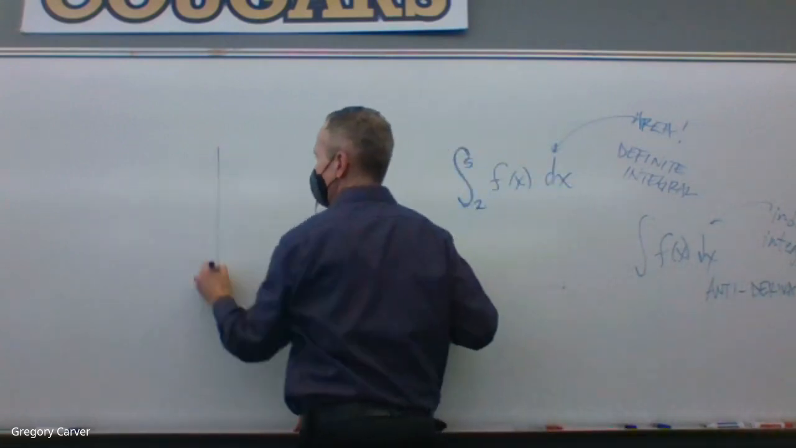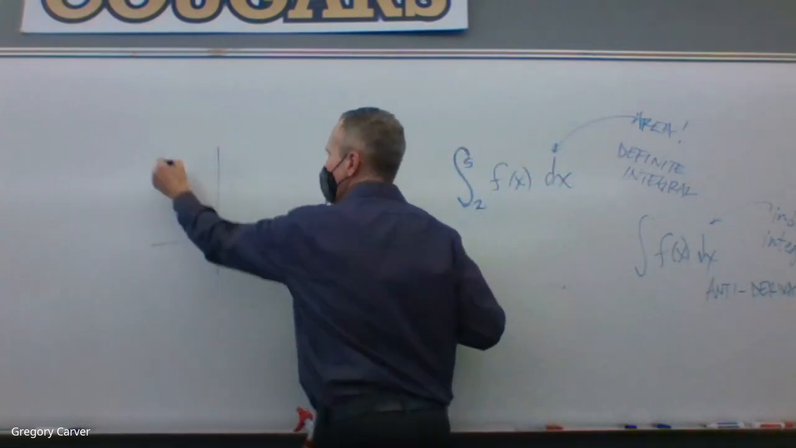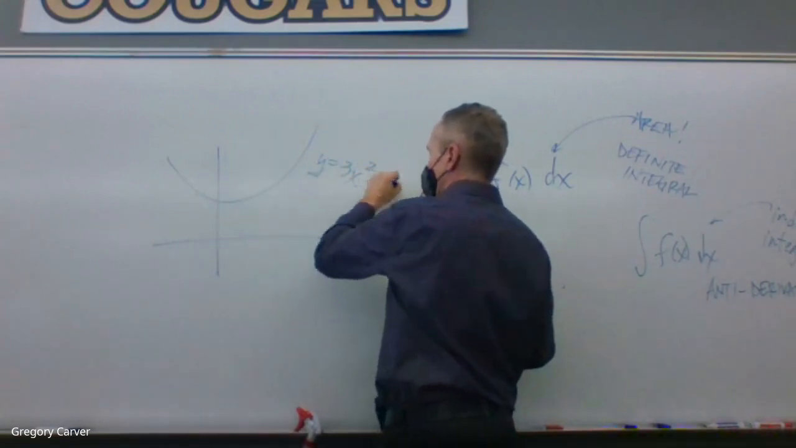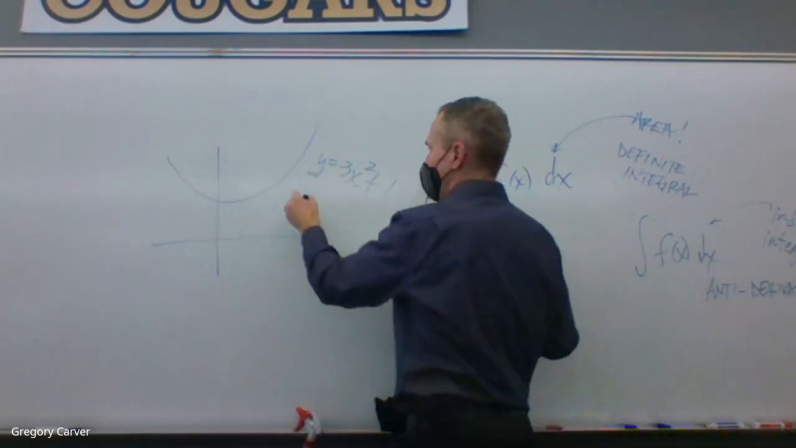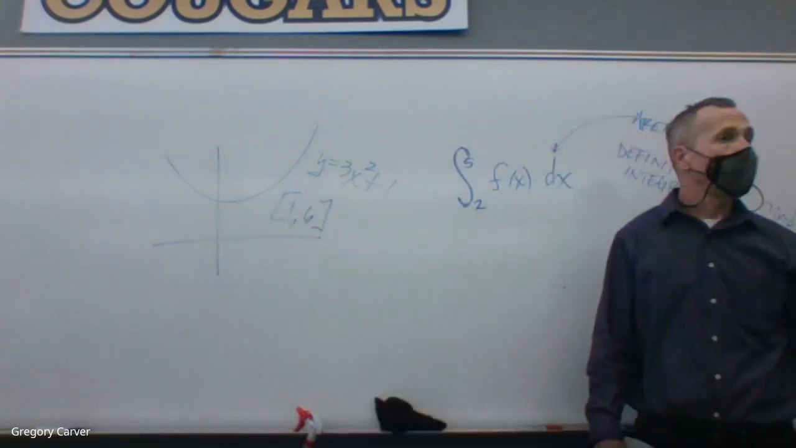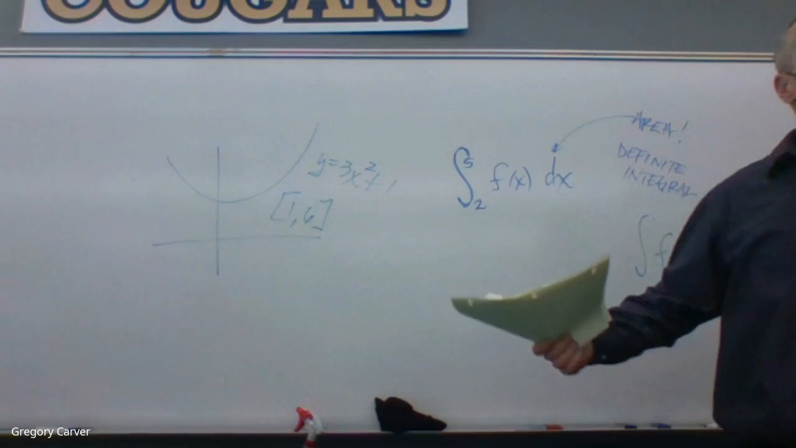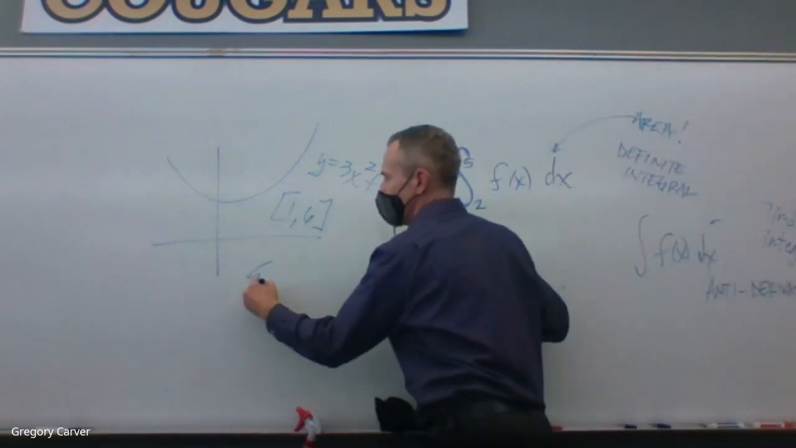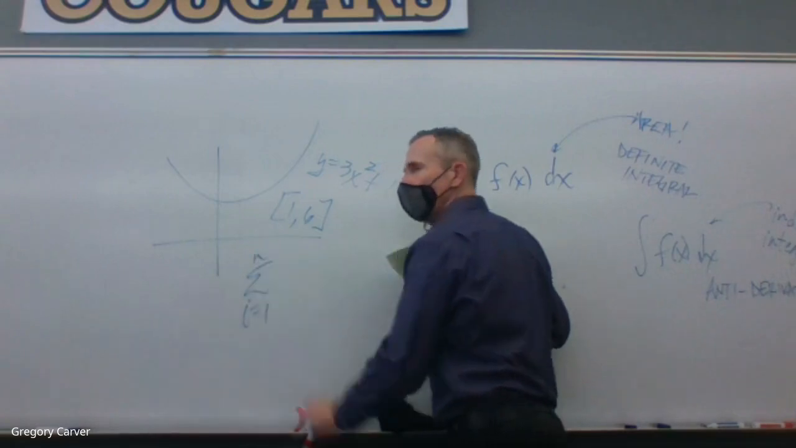Let's say I did something like this. We could do y is equal to 3x squared plus 1, and I'm going from 1 to 6. I'm still going to do these area problems just like I did before, right? So I'm going to put this into summation notation. Skylar, this is going to be i equals 1 to n of what?